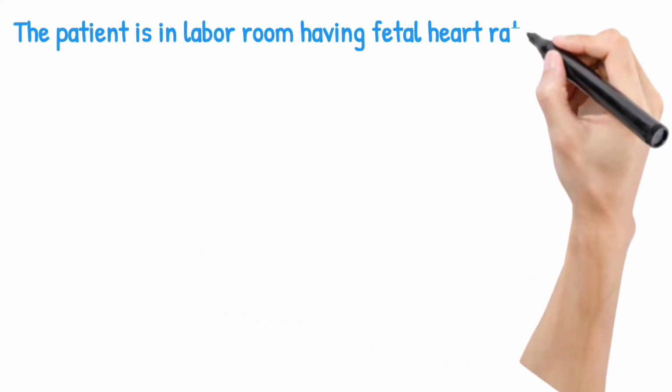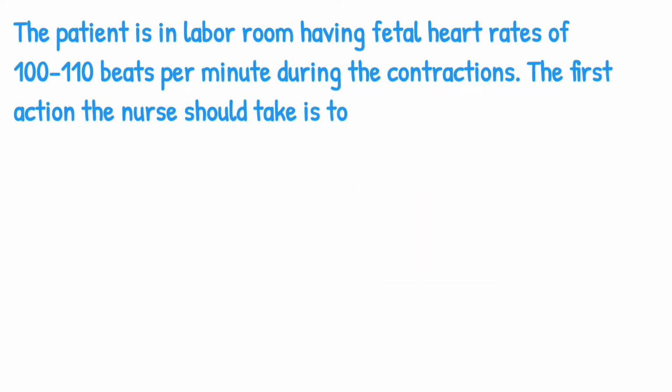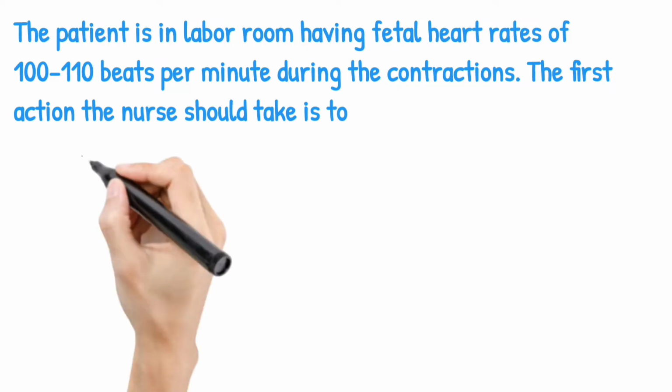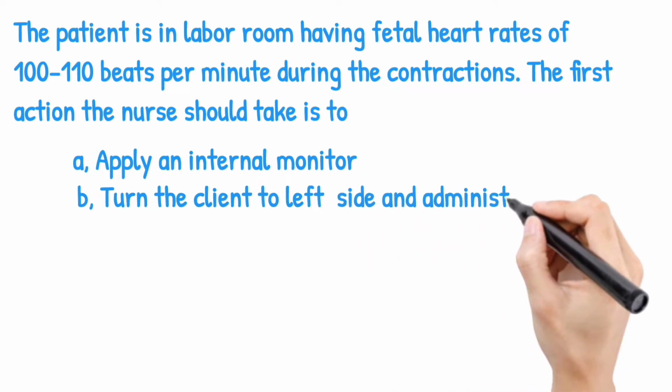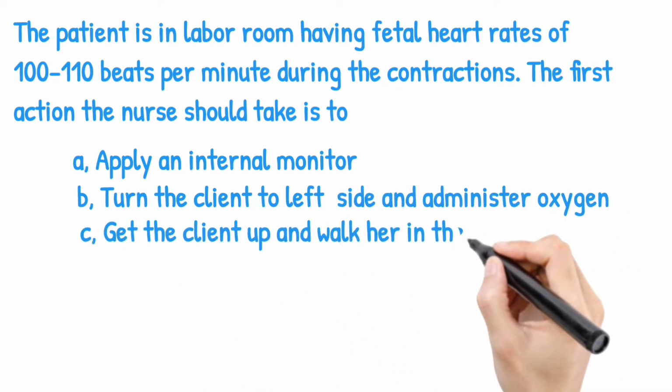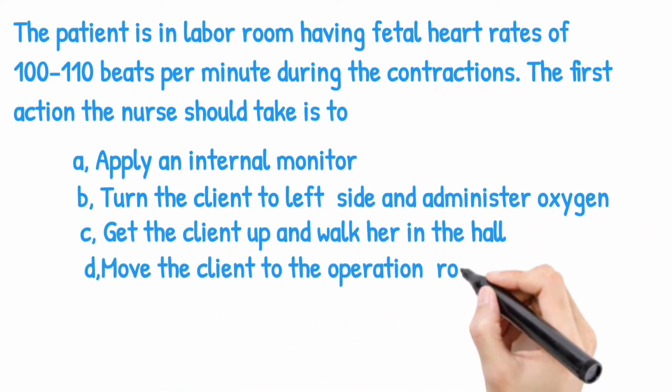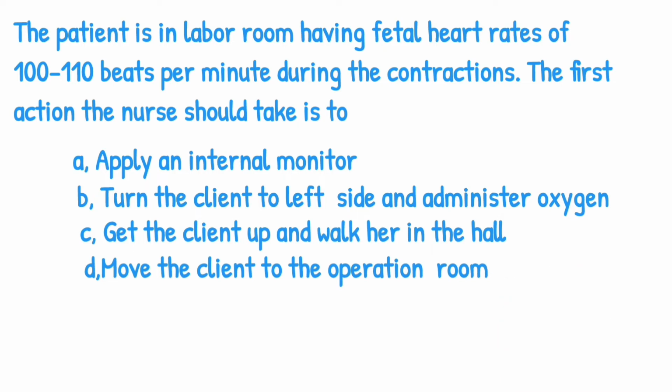The patient is in the labor room having fetal heart rates of 100 to 110 beats during the contractions. The first action the nurse should take is to: the options are A. Apply an internal monitor, B. Turn the client to left side and administer oxygen, C. Get the client up and walk her in the hall, D. Move the client to the operating room. The answer is option B. Turn the patient to left side and administer oxygen.